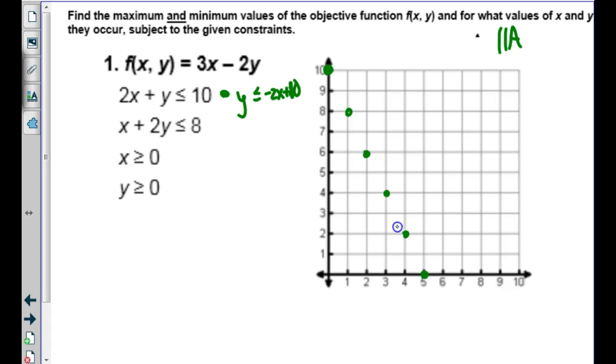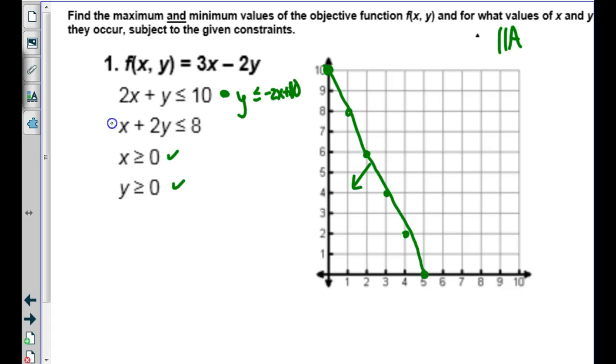Everybody good for the green line? Okay. Above or below? It was a less than or equal to, so my feasible region is below there. These last 2 constraints just mean I'm in the first quadrant, right, guys? Got to be above the x-axis and to the right of the y-axis.